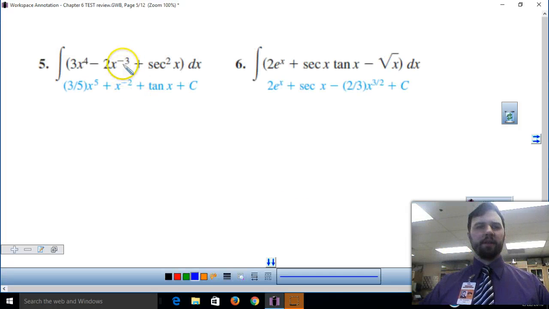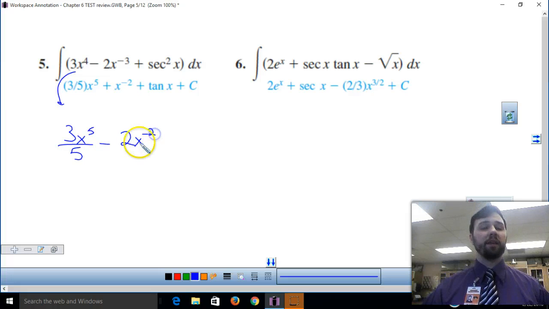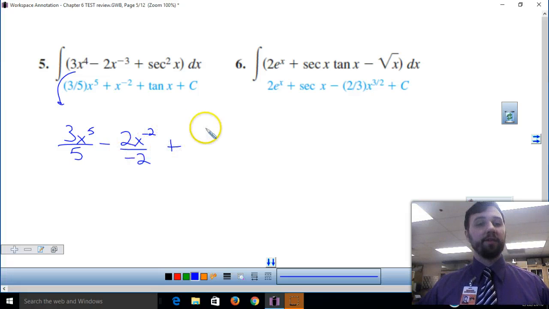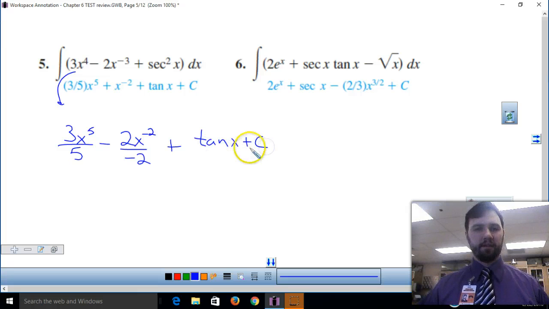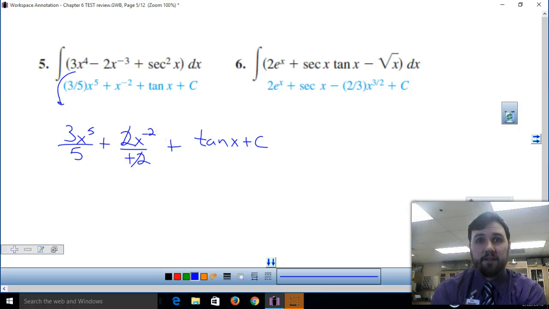More problems. Okay, now this one again, same thing. 3x to the fifth over 5, our new exponent, minus 2x to the -2, -3 plus 1, over -2, plus antiderivative of secant squared is tan. I told you to know those, plus c. Our 2's cancel, our negatives become positive, and that's how they got that answer. Again, know your trig stuff, guys, going into it, please.